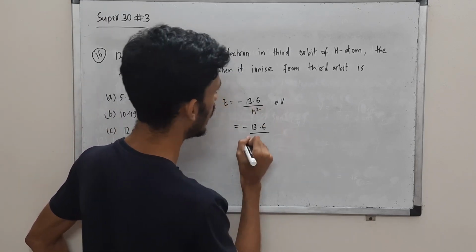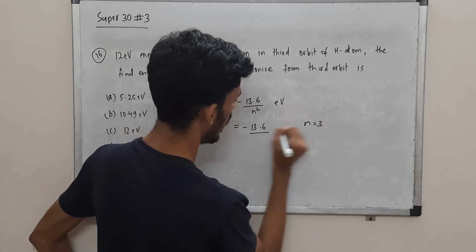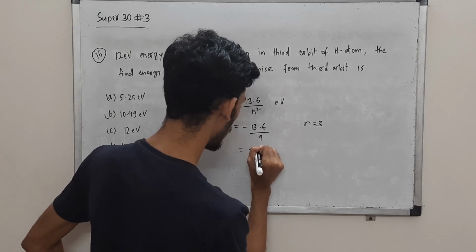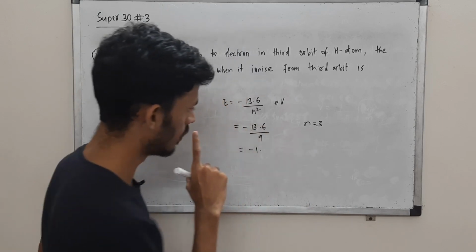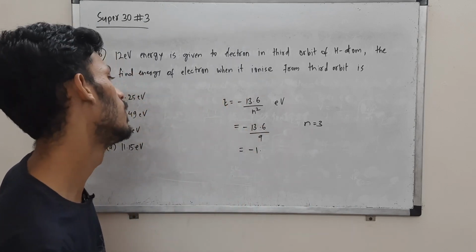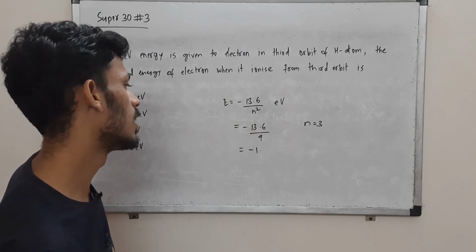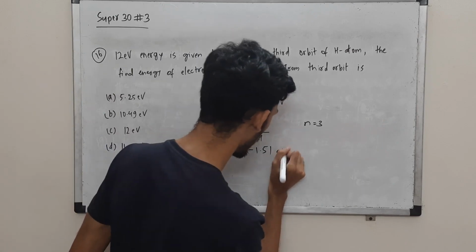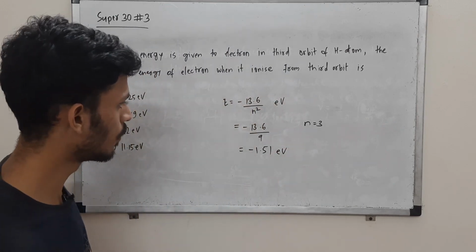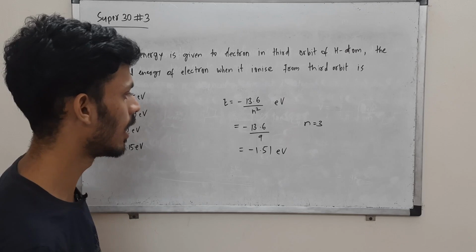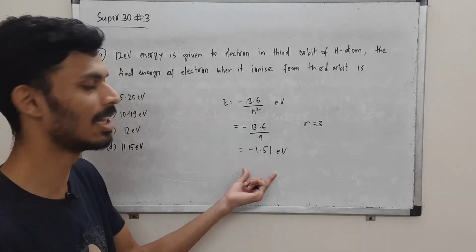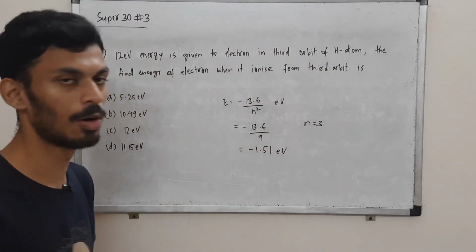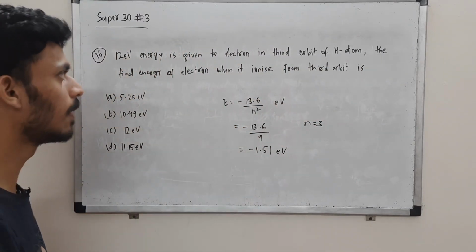So n square, n is 3 in our case, and 3 square is 9. If you calculate this, 9 ones are 9, 9 fives are 45, 9 ones are 1 1 1, right. So here we'll have 1.51 electron volts as the energy in the third orbit. This energy will bind your electron to the nucleus. It will keep it in that orbit.